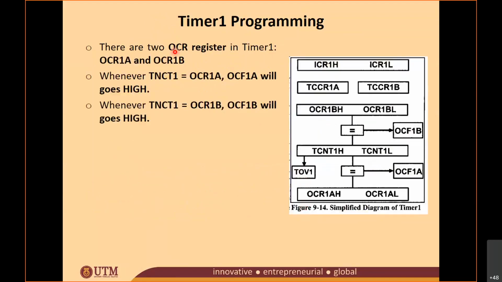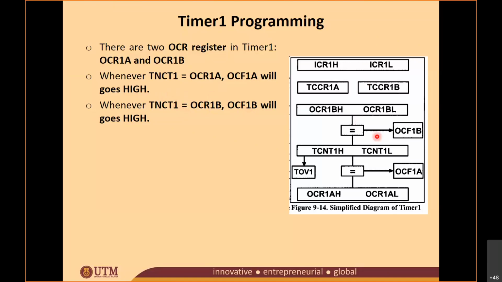There are two OCR registers in Timer1. Either you use OCR1A or OCR1B. Since OCR1A and OCR1B are 16-bit, you can divide them into low byte and high byte. Whenever TCNT1 equals OCR1A, OCF1A will go high. If you use OCR1B to compare with TCNT1, then when these two have the same value, OCF1B will go high.